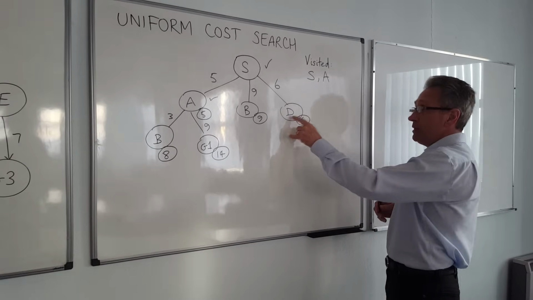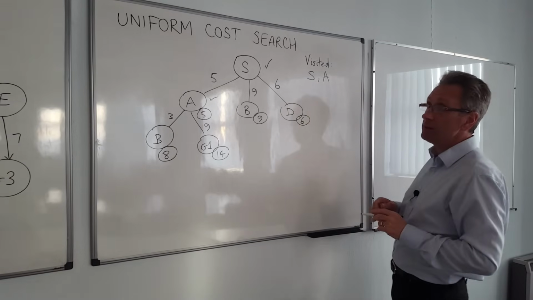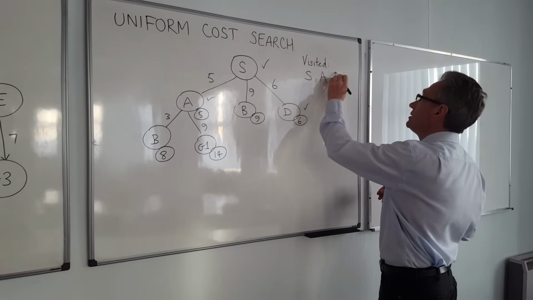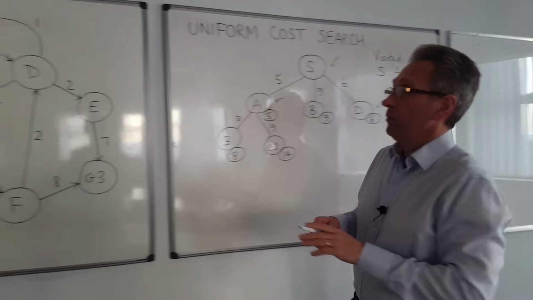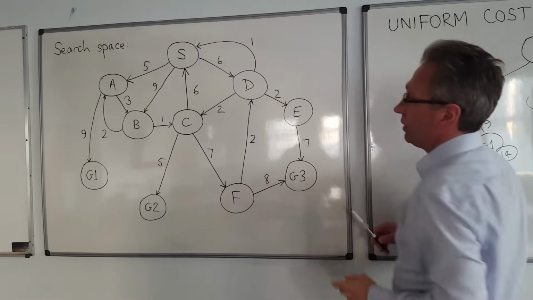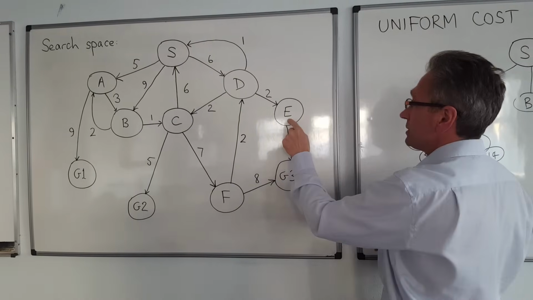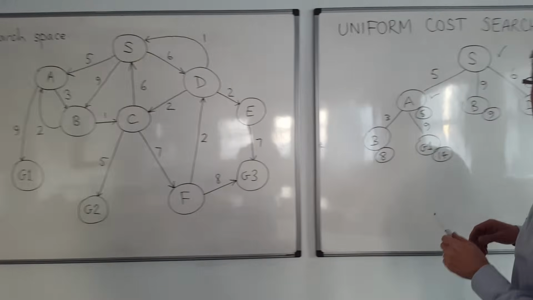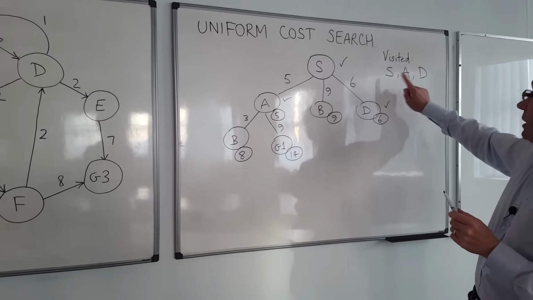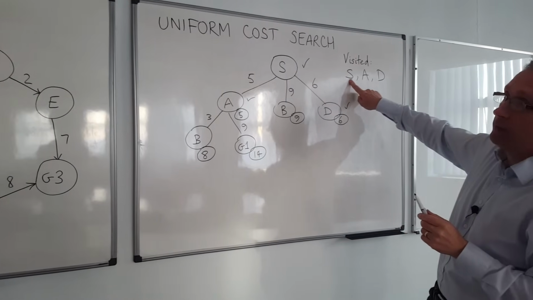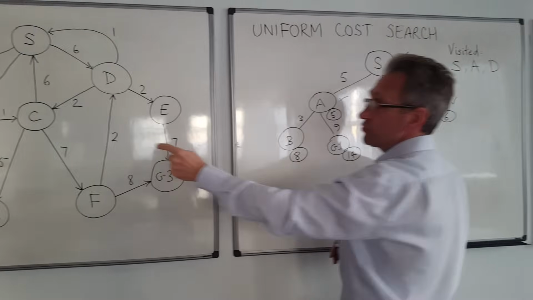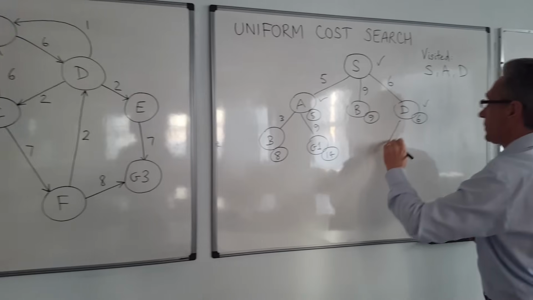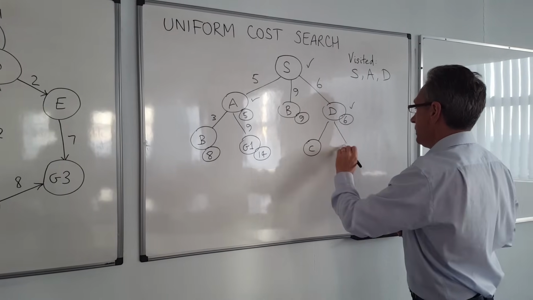So that's the one that we're going to look at next. We ask if D is a goal node. It isn't. So therefore, we expand it. Add it to the visited list first. When we look at D over here in the graph, we can get to C and we can get to E. And we can also get back to S. But we're not going to add S to the tree. It's already on the visited list. So the only nodes that we add to the tree are C and E. So C goes here and E goes here.